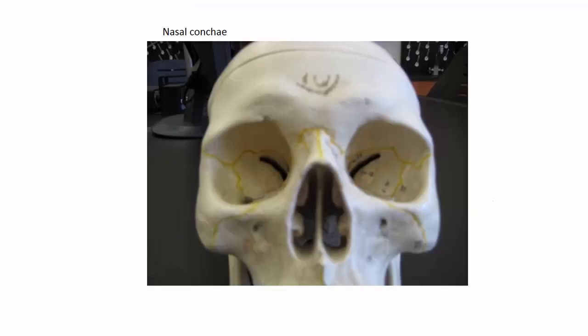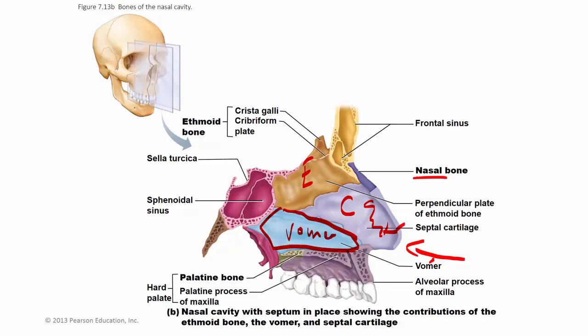So I've got the next picture to show you. If you're looking at the skull from the front, this top half here, this is going to be the perpendicular plate of the ethmoid bone, and this bone is the vomer. Okay, so that would be your vomer bone. So you'll either see it on a skeleton or cut away like that.